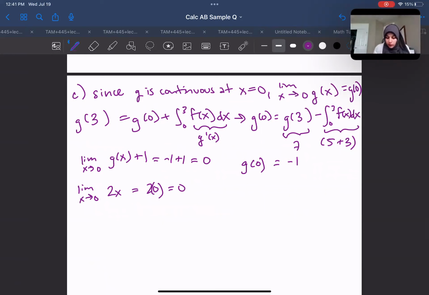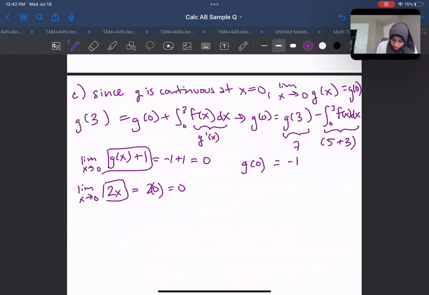All right, so if we wanted to look at the limit of g of x plus 1 over the limit of 2x, we're going to get 0 over 0, which gives us an indeterminate form. All right, so I'm going to go ahead and state that it's indeterminate, but that doesn't mean we can't find the limit. It just means that we're going to have to turn to our handy dandy L'Hopital's rule.